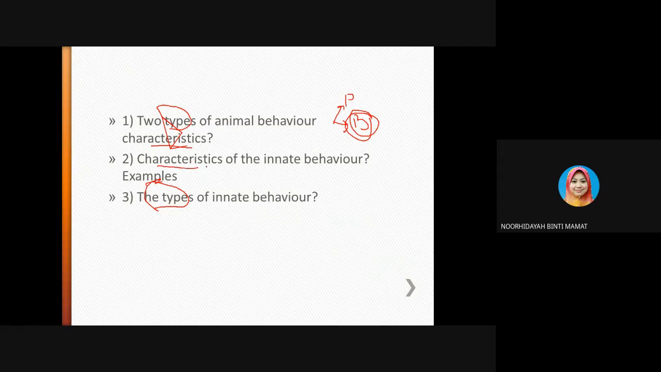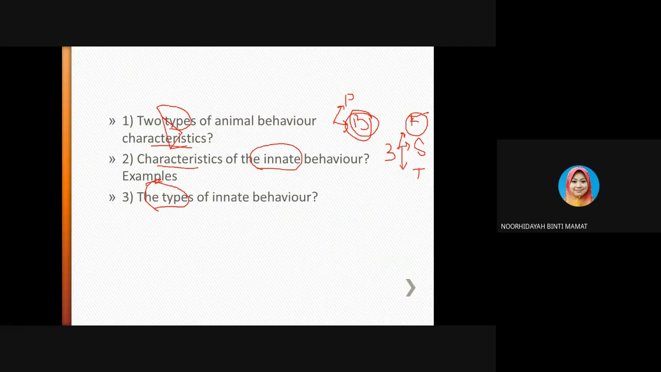So how about the characteristics of innate behavior, and what are the examples? The characteristics of innate behavior, we have three, if you still remember. The first is fixed, the second is stereotyped, and the third is triggered by a releaser. The example of fixed is the chameleon. The chameleon's eating behavior, the prey strike behavior. So this is the fixed.